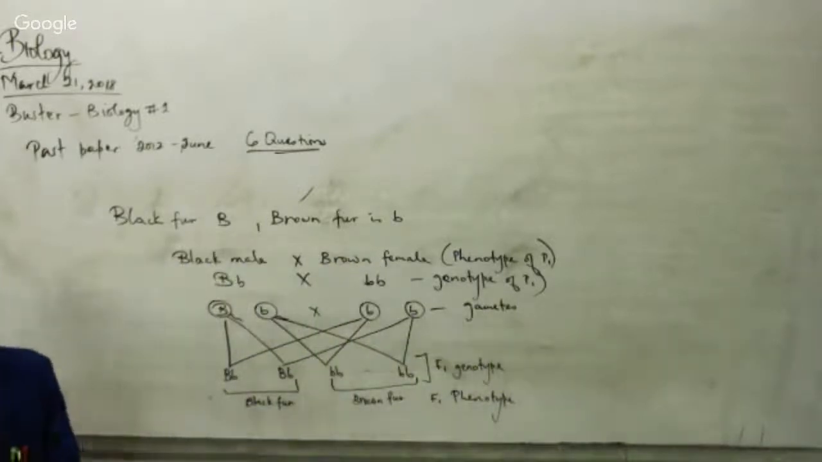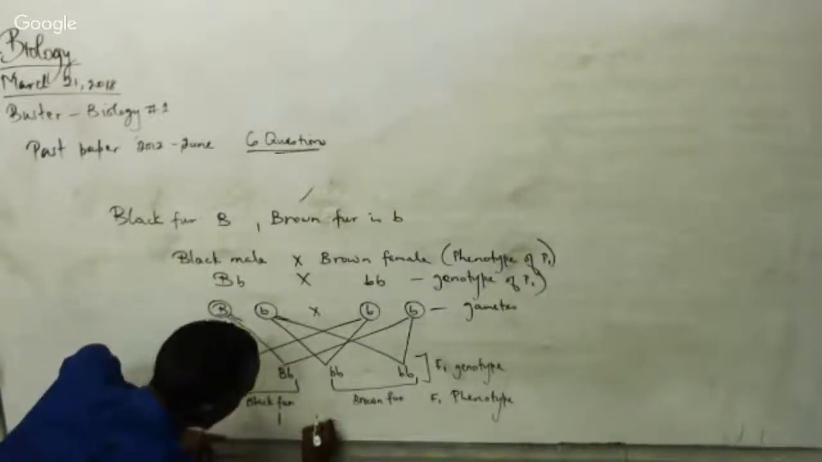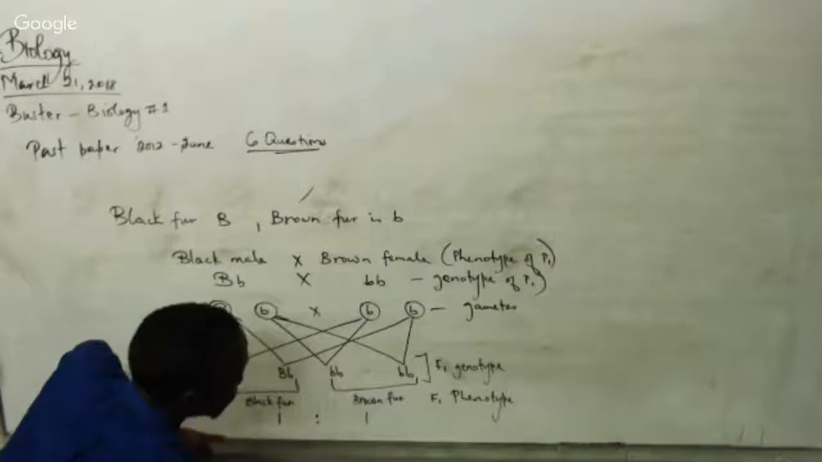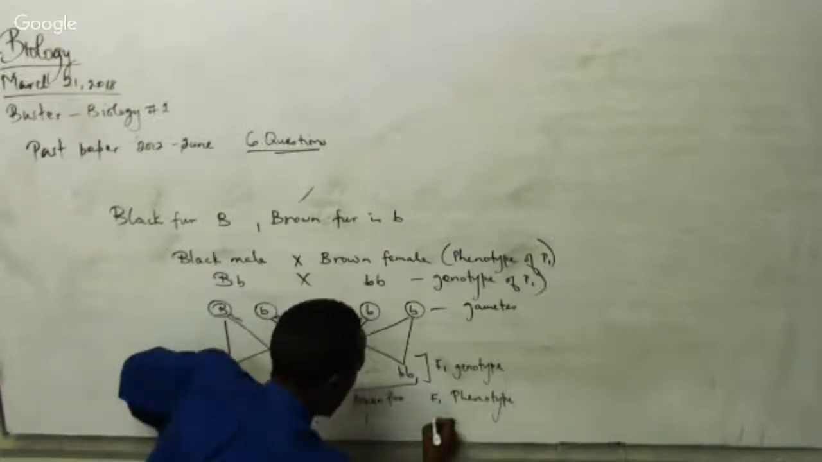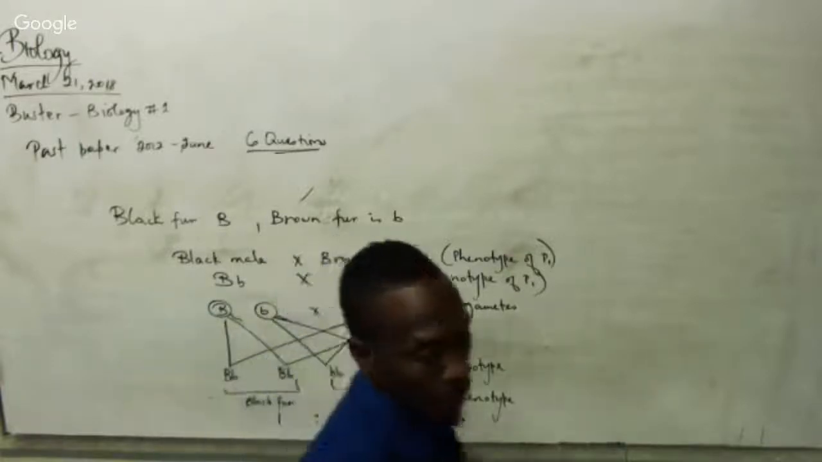You're supposed to write the ratio, right? Yeah. So it is 1 to 1 ratio. And this is both the phenotypic and genotypic ratio.